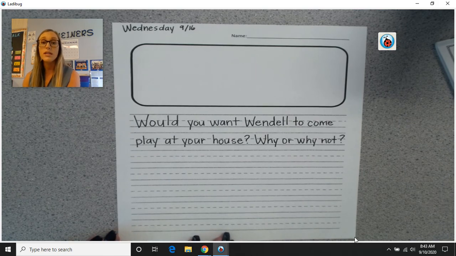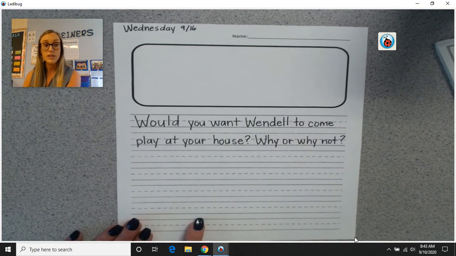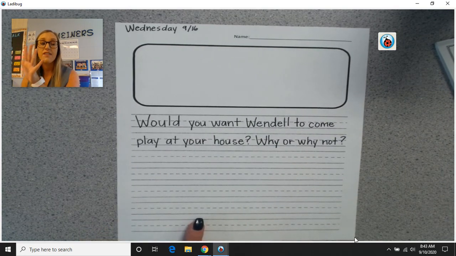Okay, so the story is for Tuesday, but you can go back on Wednesday when you have to do this writing activity and listen to the story again and be thinking about those 5 W's.